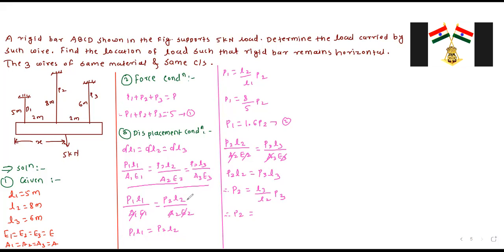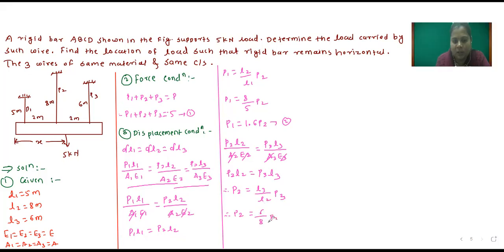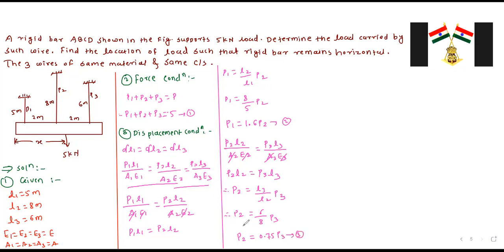That is 6 by 8, which is 0.75. So P2 is equal to 0.75 P3. So this is our equation 3.